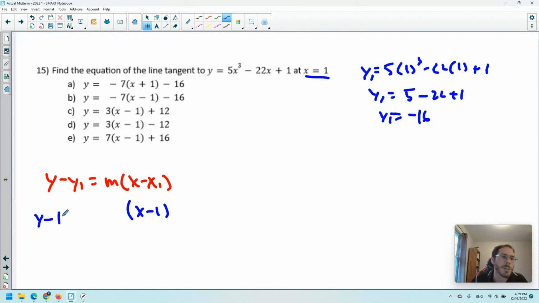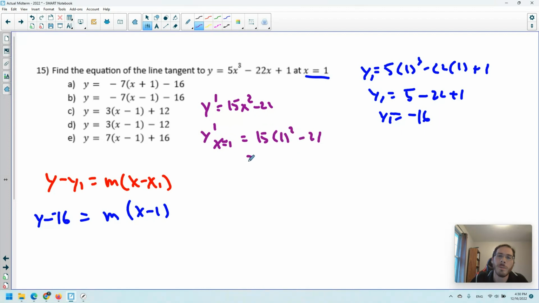So we got y minus -16. We don't know m yet, so I'll just leave that as m for right now. So next we got to get m and x. Well, we don't have to get x because we're finding the whole equation. So we need to get m. To get m, we're going to find the derivative. So y prime is equal to 15x squared minus 22. So y prime at x equals 1 is going to be, when we plug 1 in, 15 times 1 squared minus 21, which is -6. Sorry, that's 22. -7. There's no -6s over there. All right, -7.